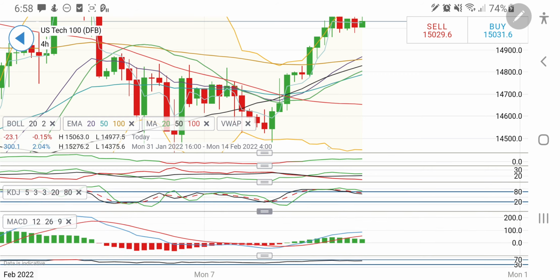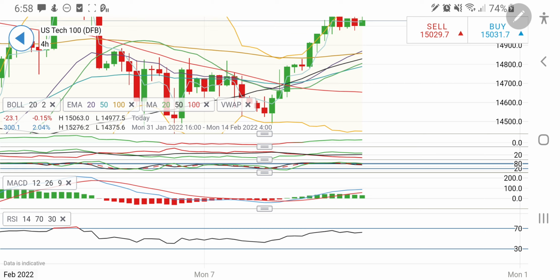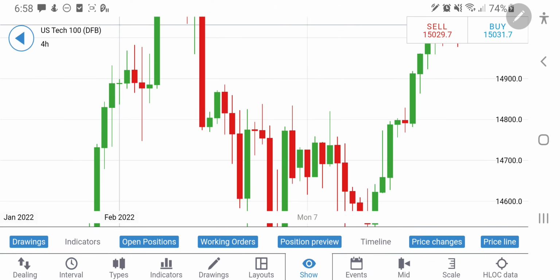And look at the MACD, it is running parallel, trying to converge. RSI is comfortable. Considering all this, let me jump to the levels directly.